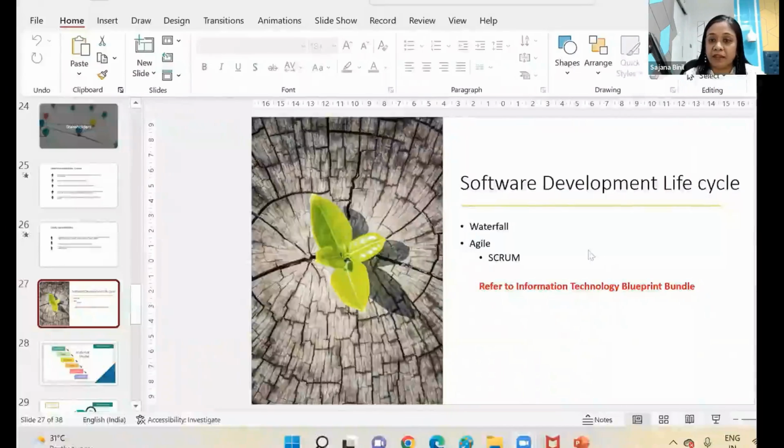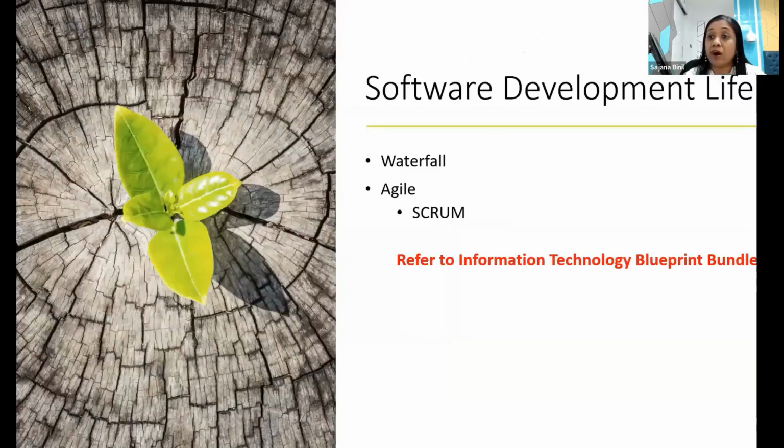Okay. Now I'm going to just briefly touch upon SDLC. SDLC has been detailed out in the Information Technology Blueprint. Okay, so watch that bundle. I'm just going to briefly touch on it so that when I explain the different documents that are prepared, you are in sync with me. Now, the two dominant methodologies we are speaking about in this masterclass are waterfall and agile. Agile is a framework. Under agile, we are going to focus on Scrum.